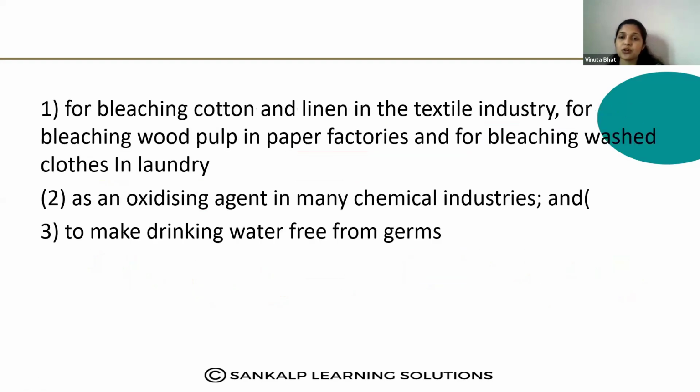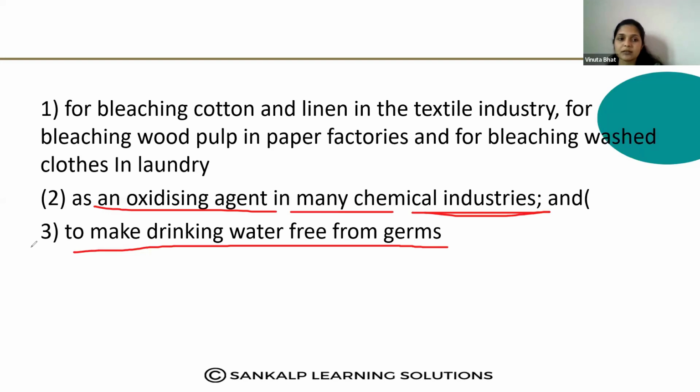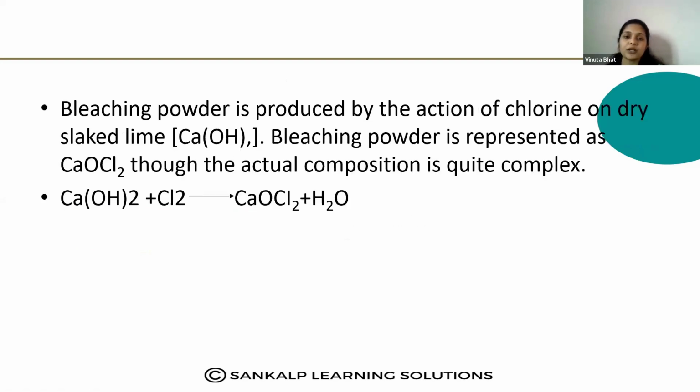So what are the uses of bleaching powder? Bleaching powder is used for bleaching cotton and linen in the textile industry, for bleaching wood pulp in paper factories, and for bleaching washed clothes in laundry. And one more thing is very important: to make the drinking water free from germs, and as an oxidizing agent in many chemical industries. So these are the important uses of bleaching powder. Very important, the uses of these salts. So that is one of the very important topics.